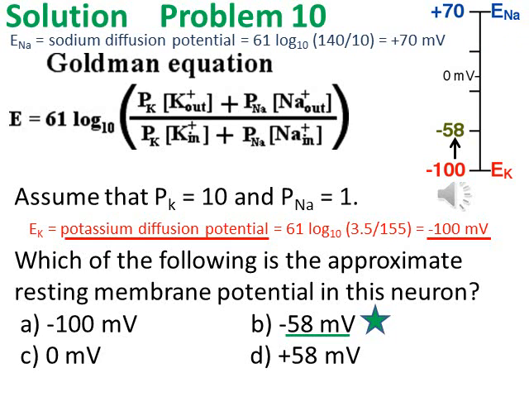Sodium is present at much higher levels outside than inside. Sodium diffusion potential is positive, so it makes sense that a contribution to the resting membrane potential from sodium would move the resting membrane potential to a less negative membrane potential than the potassium diffusion potential. So minus 58 millivolts is a little bit less negative than the potassium diffusion potential. So you can tell that minus 58 millivolts is in the correct ballpark for the solution to this problem.